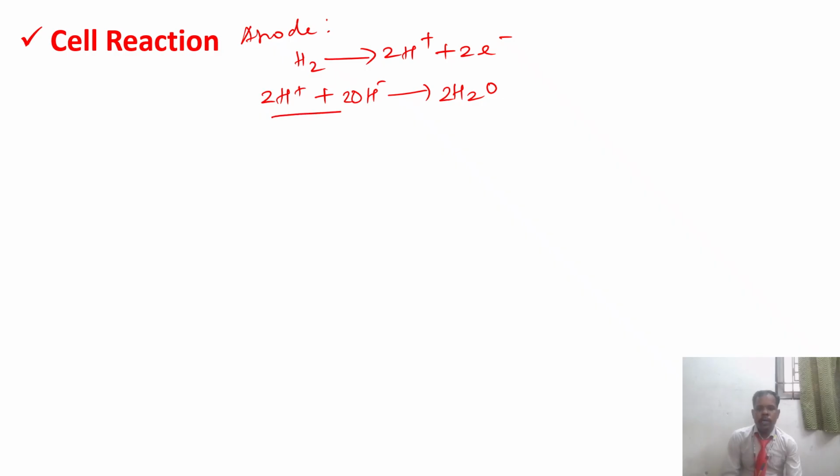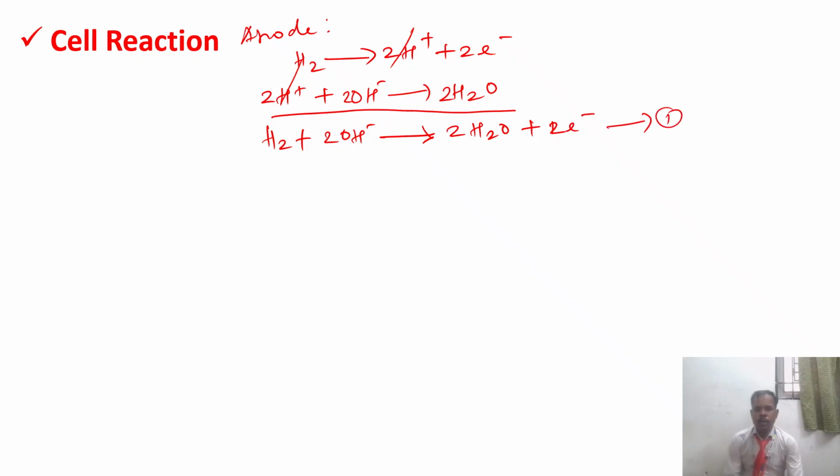So what about the overall reaction? Cancel the common terms present in the equation. This 2H+ cancels. So H2 plus 2OH- gives 2H2O plus 2 electrons lost. So this is equation number 1.